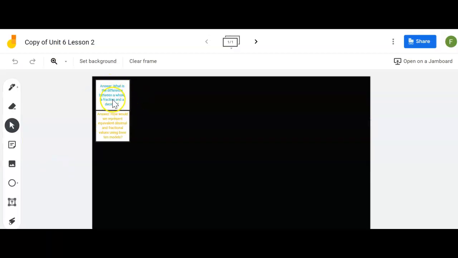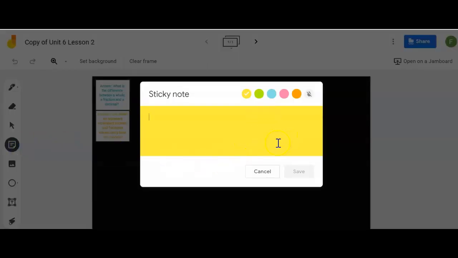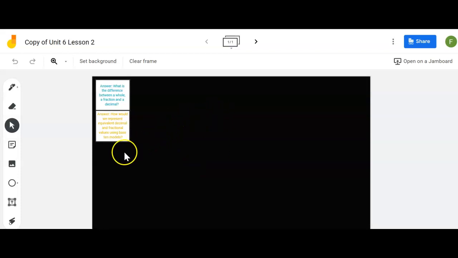All right, so again, you're going to use a blue sticky note to answer this question: what is the difference between a whole, a fraction, and a decimal? And you're going to use a yellow sticky note to answer this question. The sticky notes, again, are right here. When you click on it, you get to choose your color. The first one is yellow, and then it's the blue. You just type your answer in there. For the yellow one right here, you just type your answer in. When you finish, you just click save, and it'll appear on the screen. Then you have to do it again to get the blue one. I want you to pause our video and go ahead and answer those questions yourself.